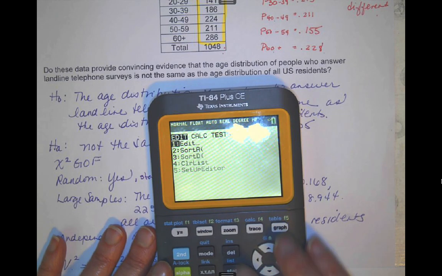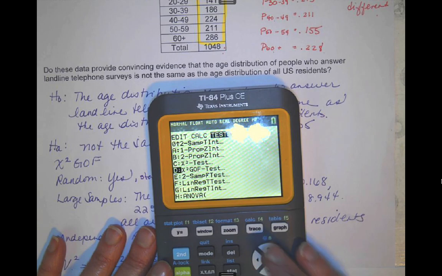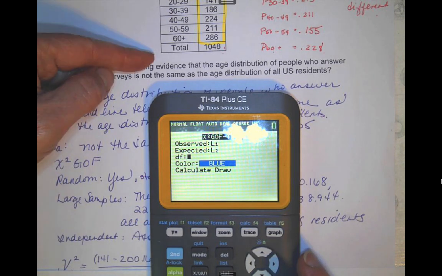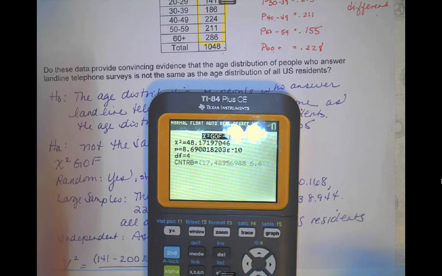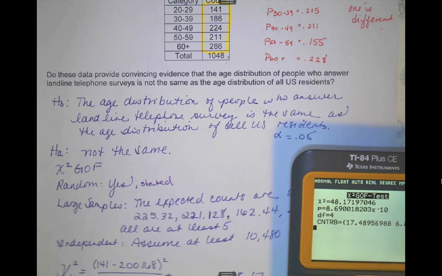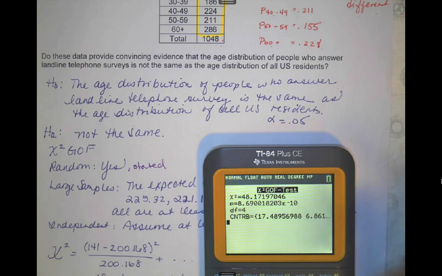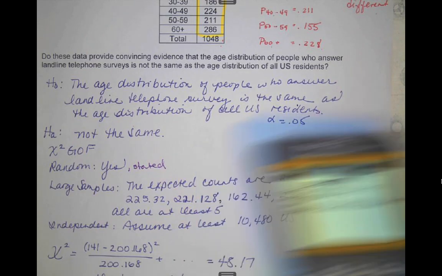And then if I go to stat test, and then I go to that GOF test, in this case the degrees of freedom are 4 because there are 5 categories up here. So I get that 48.17 and I get a pretty small p-value. And then if I look at my contribution, the contribution is telling me which one is making that number so big. There's a couple of them that are kind of large here. But you can see that first one was 17. And then that fourth one is kind of large here.